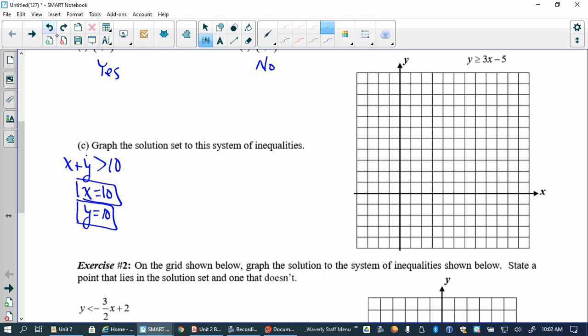And then take your straight edge, right? There's our two points that make a line. And we want a dotted line.